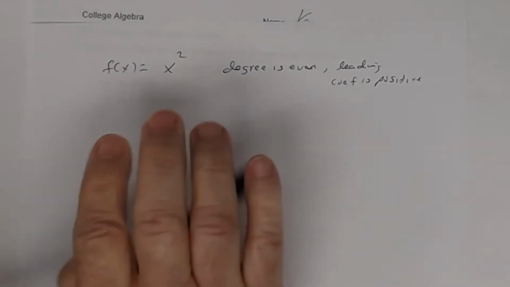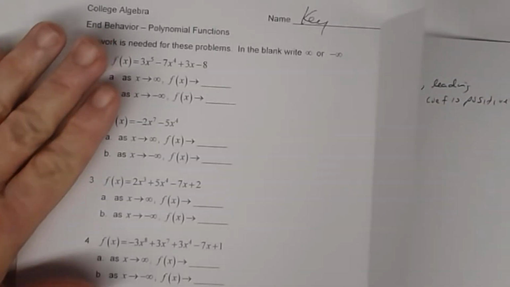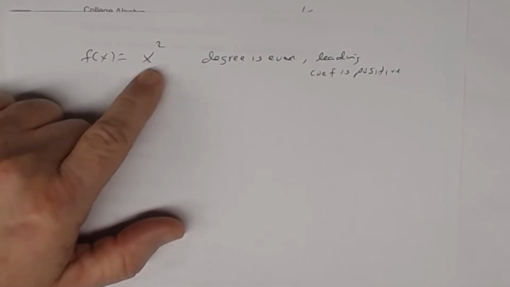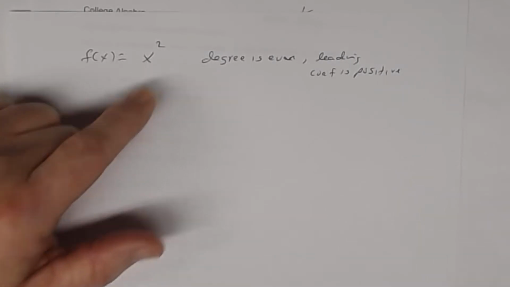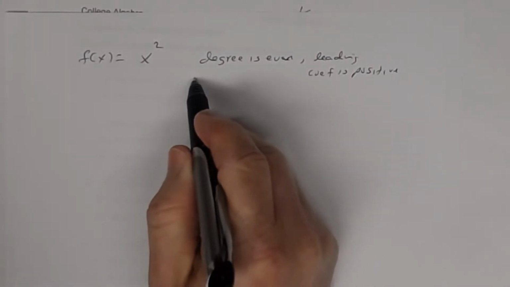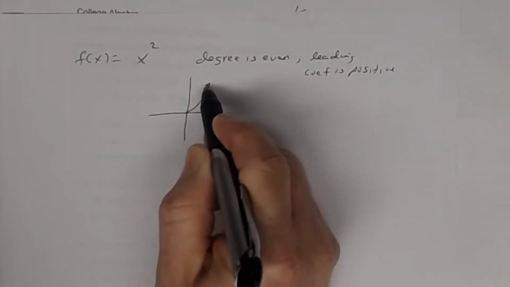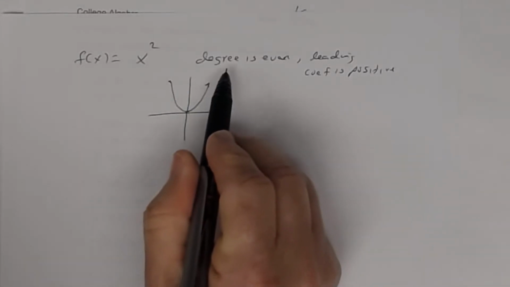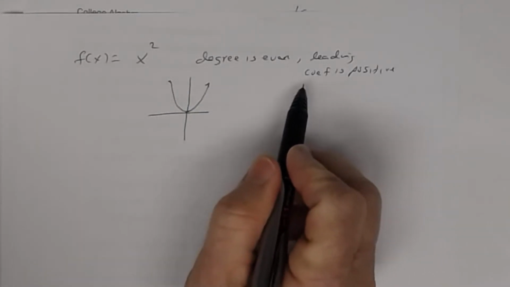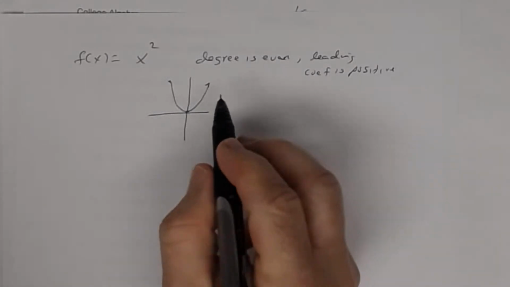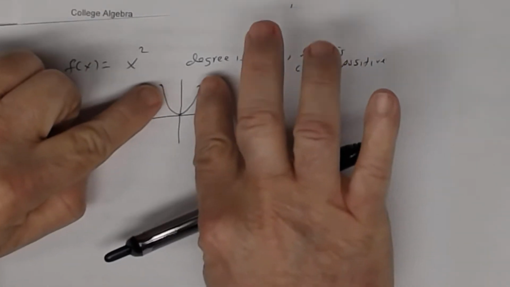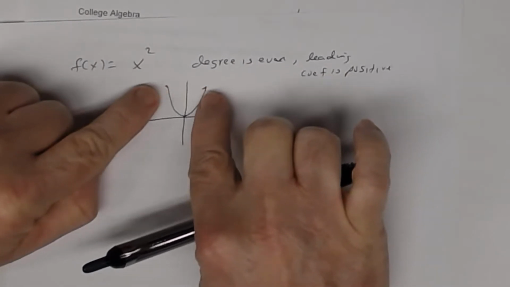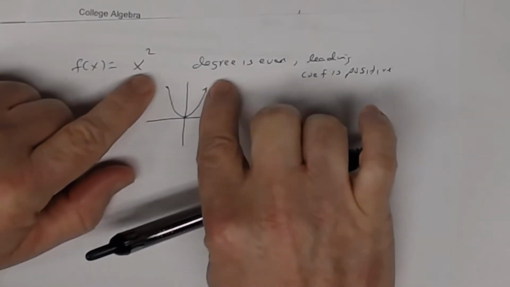So it's always a good idea when doing these problems to think about the quadratic function, just the basic power function, x squared. When you graph this, it looks like this, right? You have a parabola where the vertex is at the origin. So when the degree is even and the leading coefficient is positive, the end behavior, the graph rises on both sides.